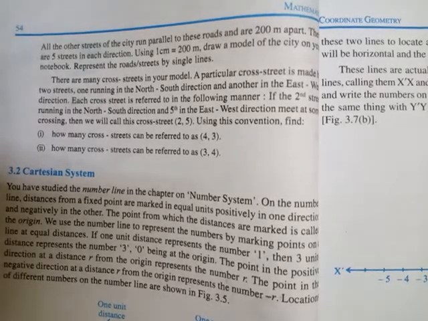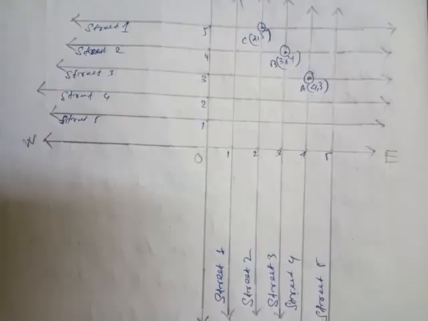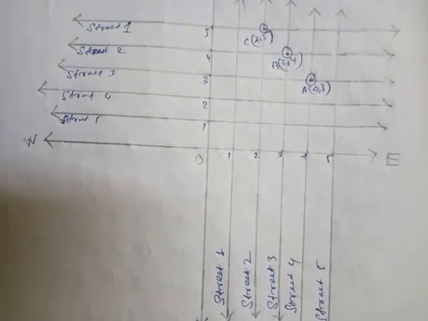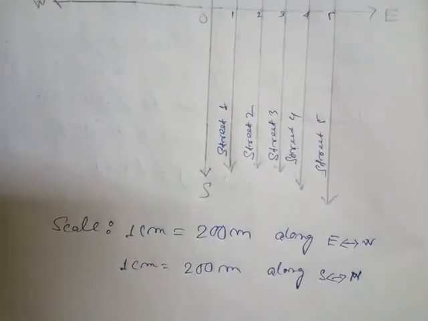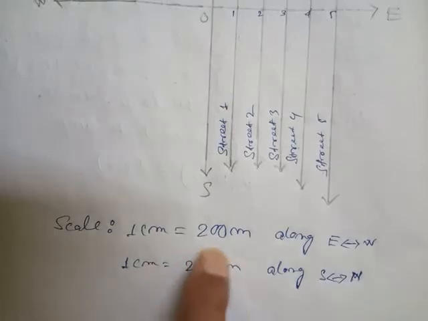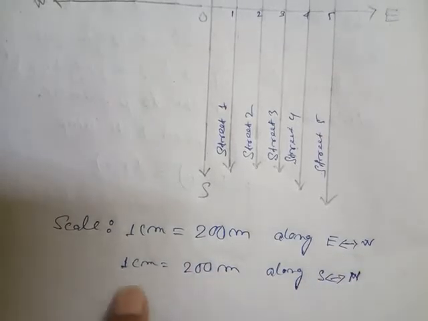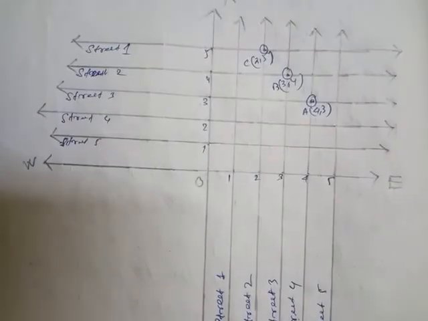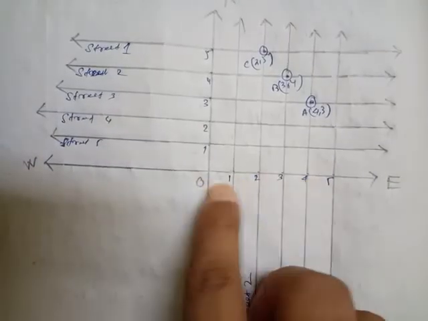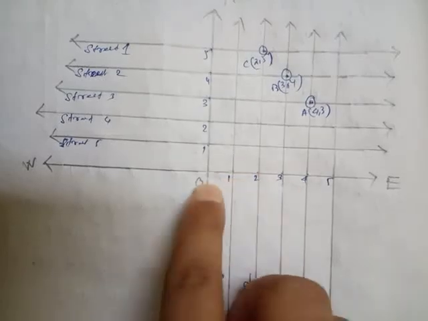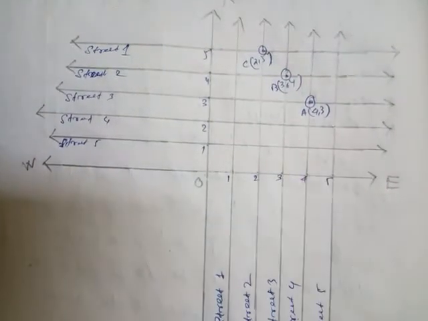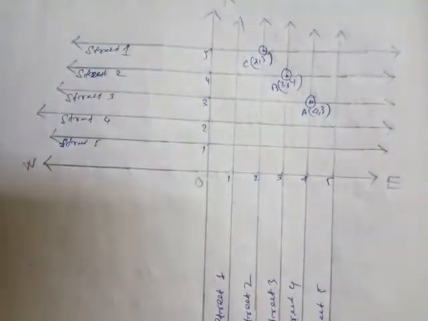Students, let's have a look how to solve this one. It's quite easy actually. Look student, I have made one model, east-west and north-south direction, and origin is O. Now look, what is the scale I have taken here? 1 centimeter equal to 200 along east-west direction, and 1 centimeter 200 along south-north direction. Differences between streets are 1 centimeter only, from here to here 1 cm, all 1 cm here, all 1 cm there. I have joined all these streets, 5 streets from this side, 5 streets from that side.